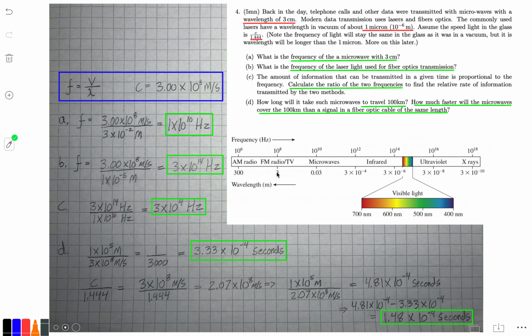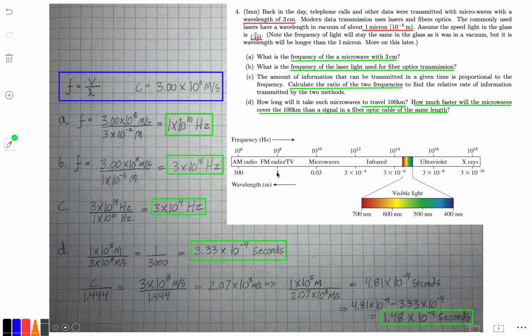In today's video, we're going to be talking about Physics 252, Week 6, problem number 4. In this problem, we are asked to relate different waves along the electromagnetic spectrum to one another, mainly using frequency. It's talking about microwaves and fiber optics. These are two different ways that we transfer information using the electromagnetic spectrum, and we were asked to relate frequencies and speeds of these two.